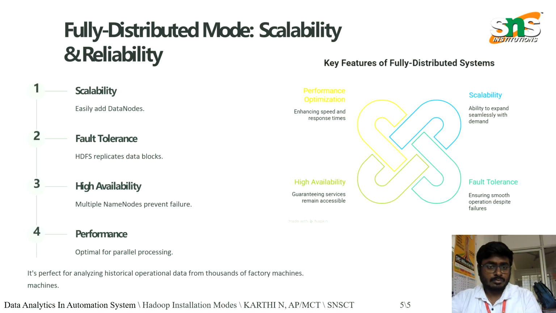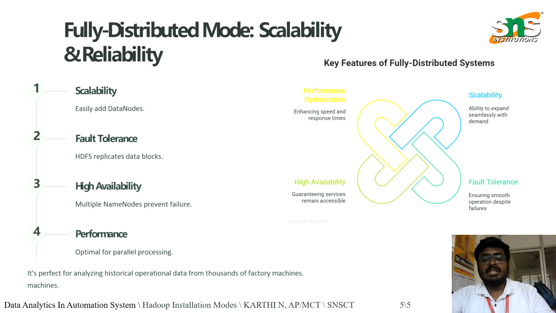Scalability, fault tolerance, high availability, and performance are the most responsible parts for production improvement. They play a major role in letting the system expand seamlessly with demand, ensuring smooth operation despite failures, guaranteeing services remain accessible, and enhancing speed and response time.